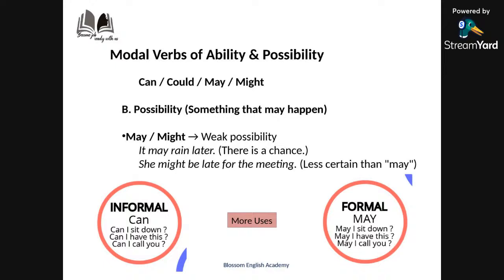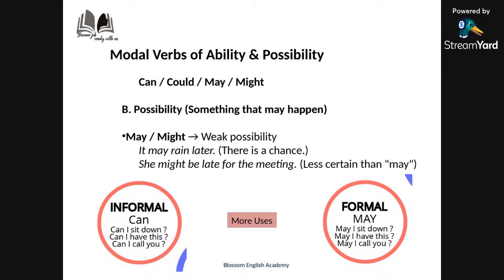But when you are in a business environment, when you are maybe in your school or college, okay, where obedience and discipline play a major role, you cannot go and say, can I do this? It's kind of informal over there. You will have to use may in order to be formal. So you have an example, may I sit down? Okay.